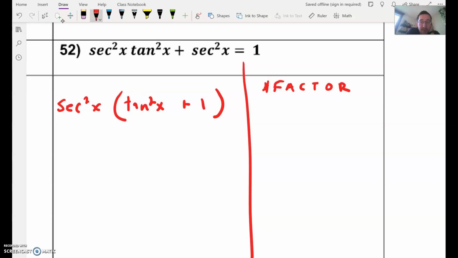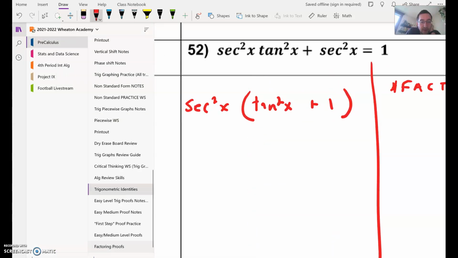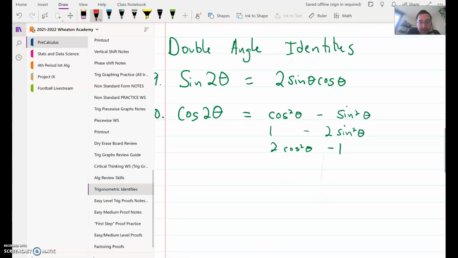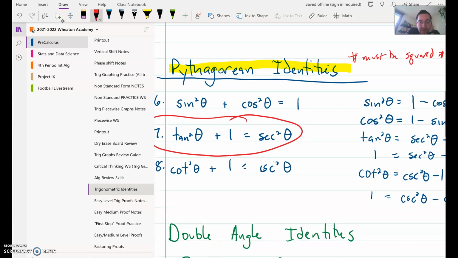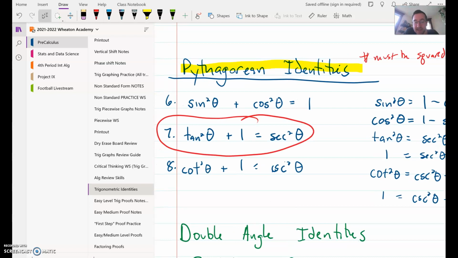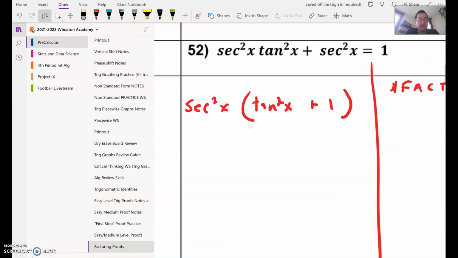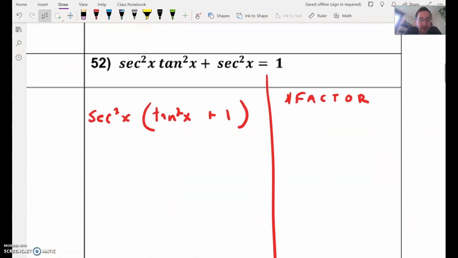That sounds familiar, and I'm hoping at this point when you see tangent squared plus 1, your brain goes straight to identity number 7, where it tells us that tangent squared plus 1 is the exact same thing as secant squared. And that is hilarious that I chose this example, because this just hit me from last year when I did this problem.